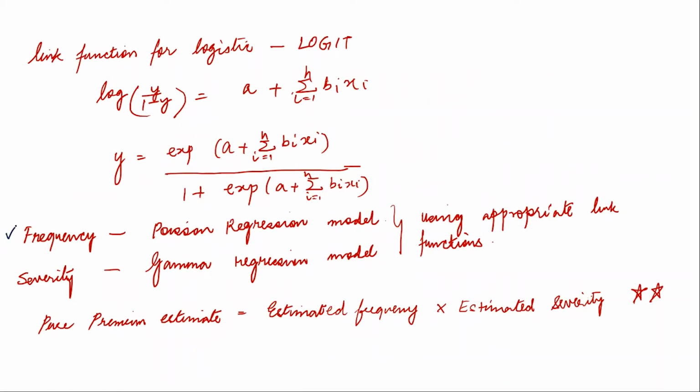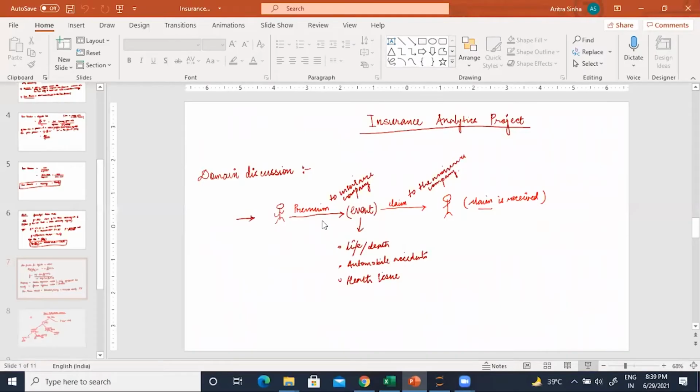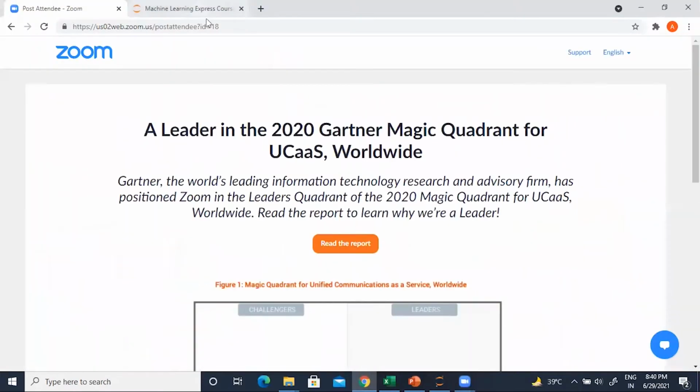Now, in case of frequency, we use a Poisson regression model, and we use a gamma regression model for severity. They have different link functions, mostly log link functions, but these are separate kinds of models called the Poisson regression model and the gamma regression model. Both of these models are outside of our discussion right now, but we can check online, I think. Just give me one moment. Let's go here and check.